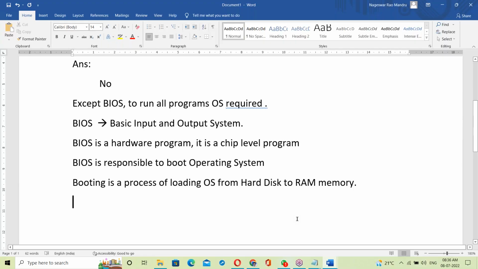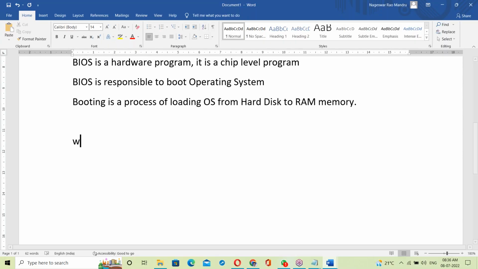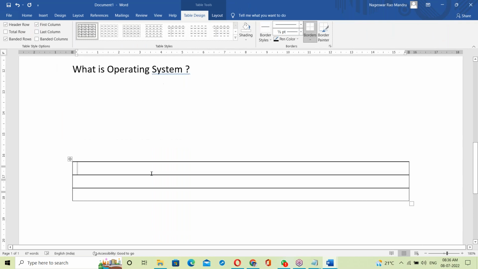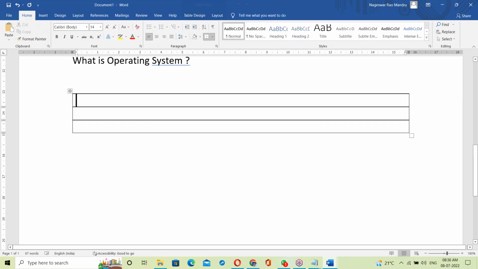Now, how is the OS working? Let us see about OS. What is an operating system?